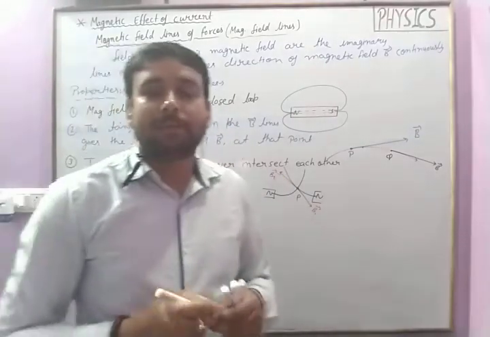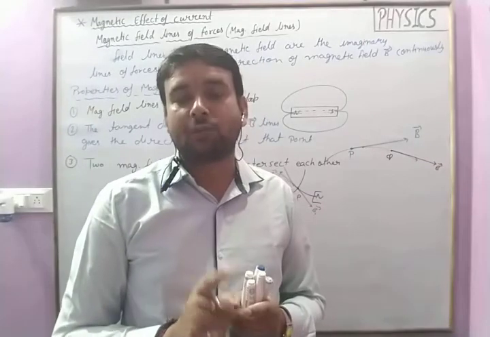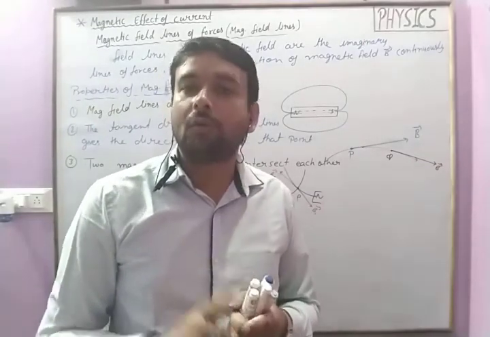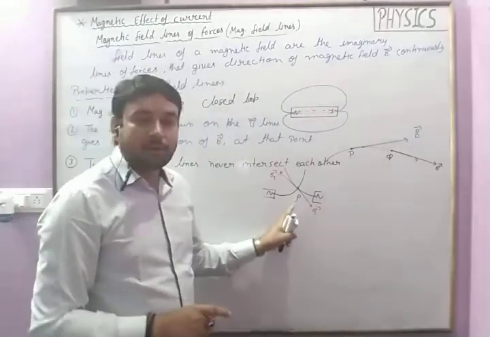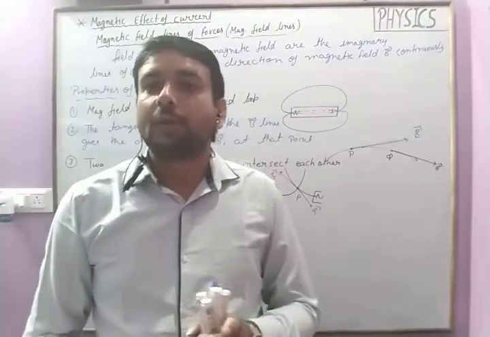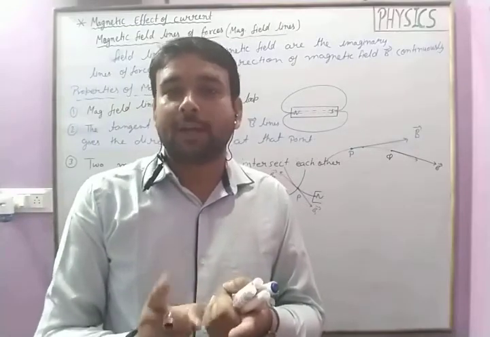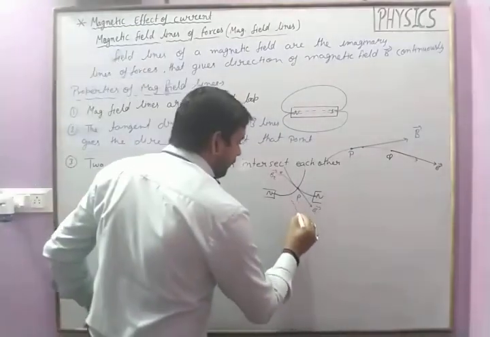And because the magnetic field lines are a vector quantity, they have only one direction at a single point. So the intersection is not allowed. Okay, this is not allowed.